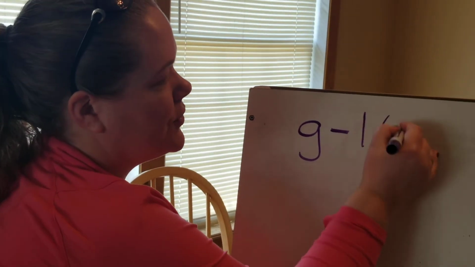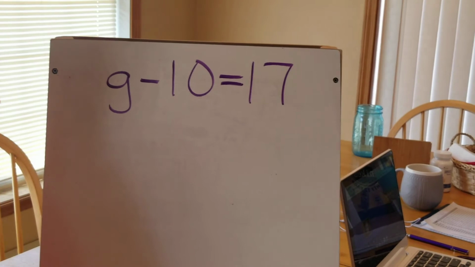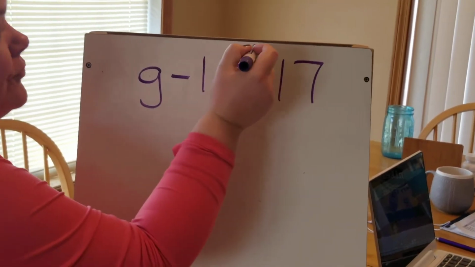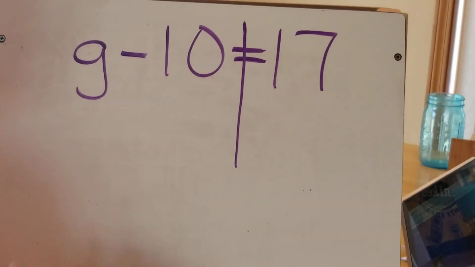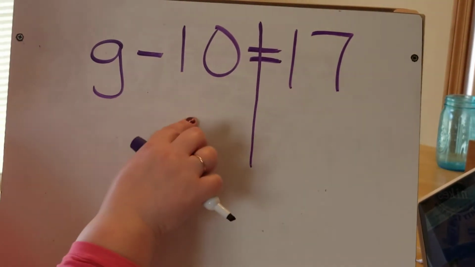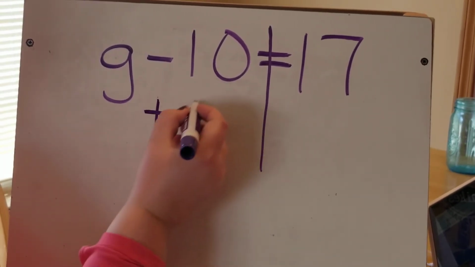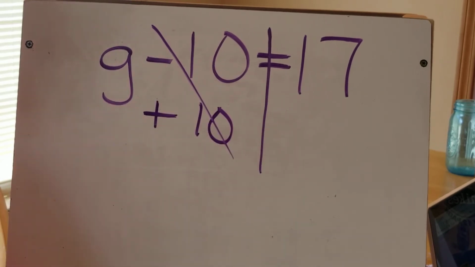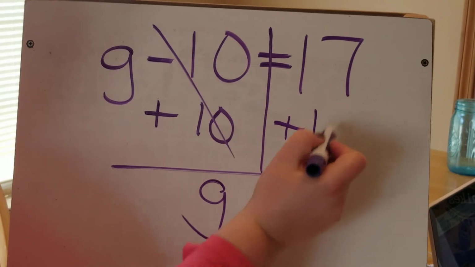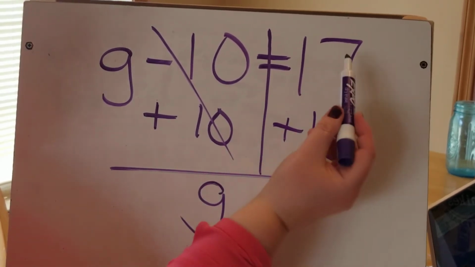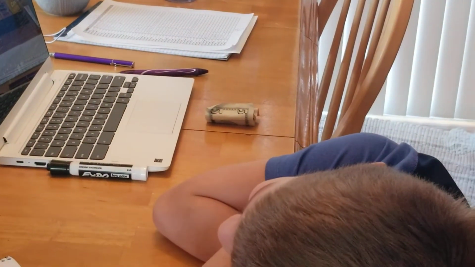So here's our third problem, and this one is also on the third slide of today's assignment. Draw my line down, look at my problem. G minus 10 equals 17. I want to get rid of this 10 because I want G to be alone. I'm solving for G. So I'm going to add 10, and that would cancel out. I have G left over. I'm going to add 10 over here, and 17 plus 10 is what, Tyler? 27. So my G is 27.